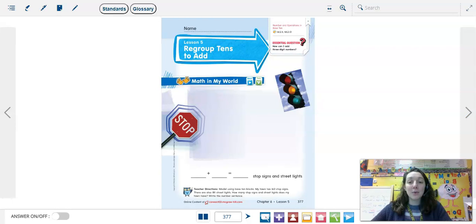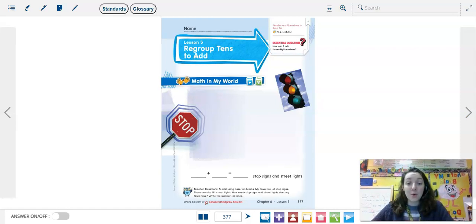Okay, so today we're going to build off of our skill of regrouping ones to add. We did this in the previous lesson. Anytime you have more than 10 ones, you regroup it as 10. Now we're going to do the same thing in the tens as well, to regroup as 100. Because remember, anytime you have 10 of something, it bumps up to the next place value. That's why they're in tens. Ones to tens to hundreds and so on.